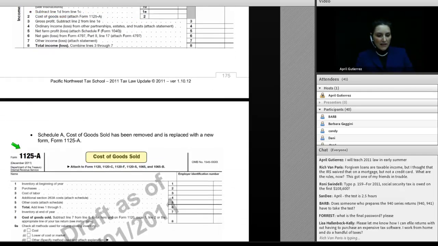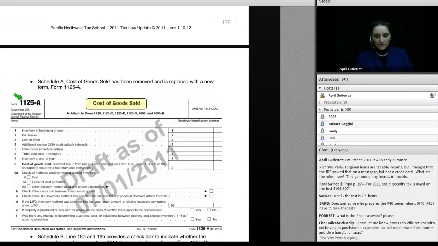So the last things in here: penalties affecting information returns have gone up.